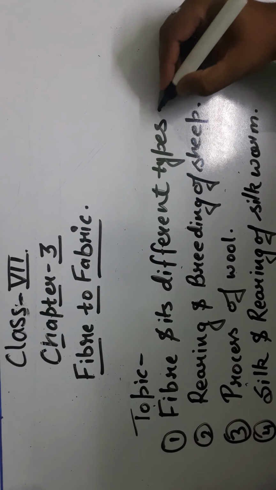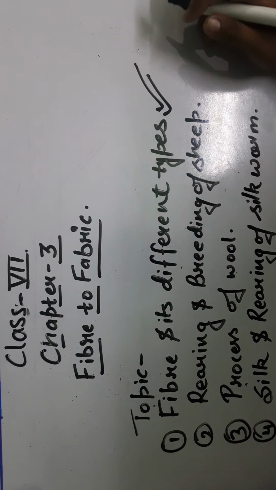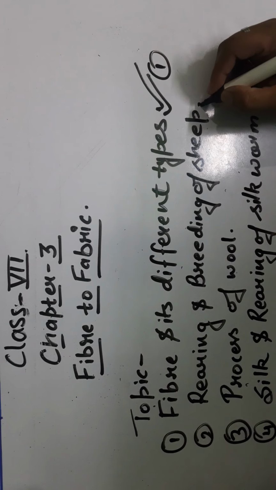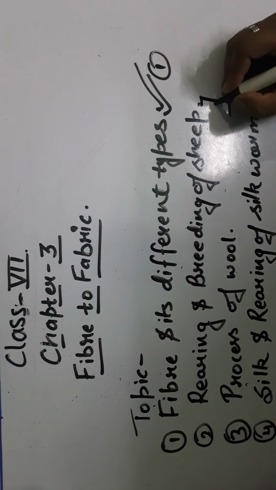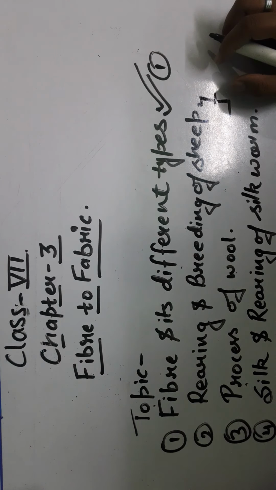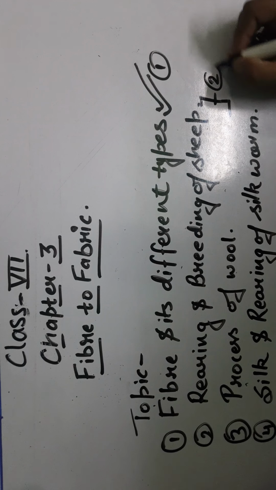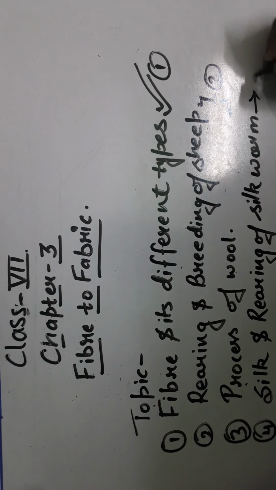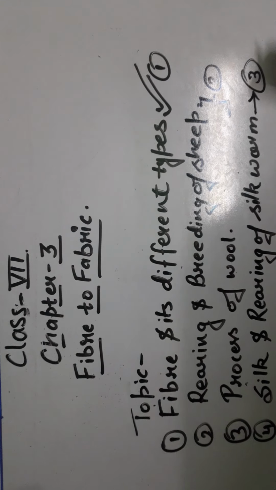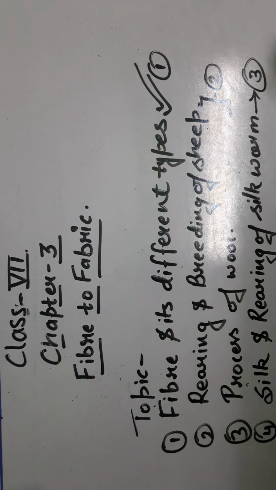So I have divided this chapter into three parts. In the first part of the video, that is today, we will learn about fiber and its different types, which is our introduction. In the second part, we will learn about the rearing, breeding, and processing of wool, how wool is extracted from the sheep and how it is processed in the industry. In the third part, we will learn how silk is reared from the silkworm and what the different categories of silk are which we use in our daily life. So these are the topics which we will cover in this chapter.